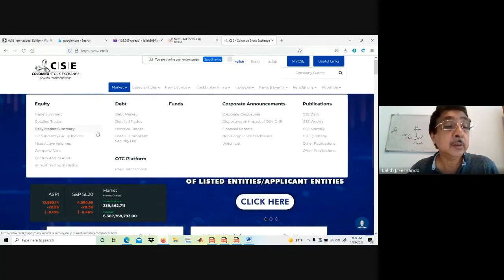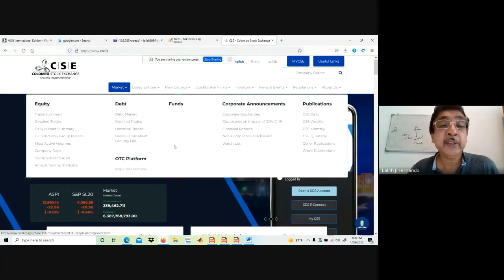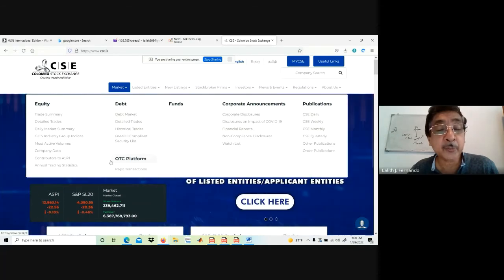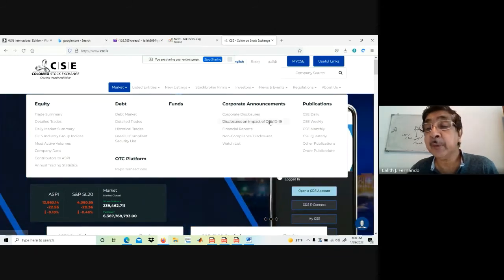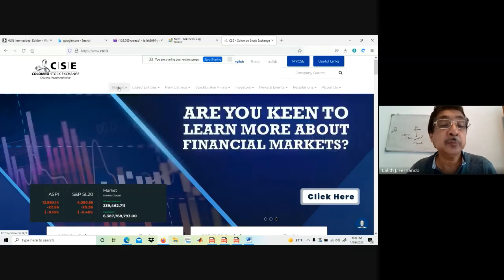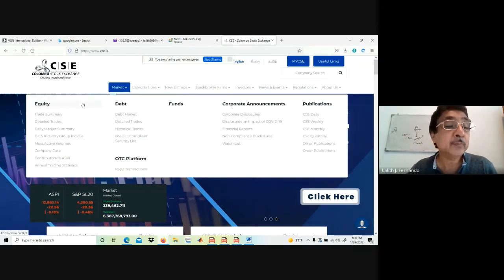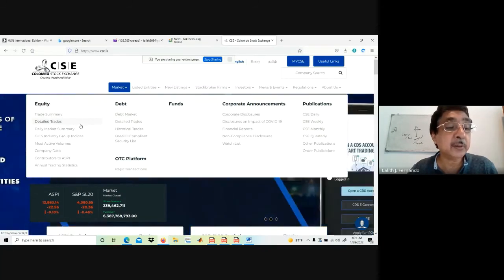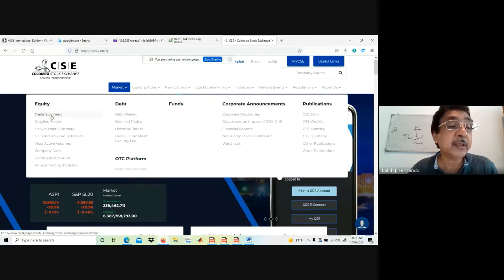Now when you go into this CSE website, you can have the details on equity market, debt market, then you have the over-the-counter platform also. There you have different transactions. Then you have corporate announcements and publications. There I just want you to look at the market, and under the equity market you have trade summary, detailed trades, daily market summary, and all that. And I can start with the trade summary.